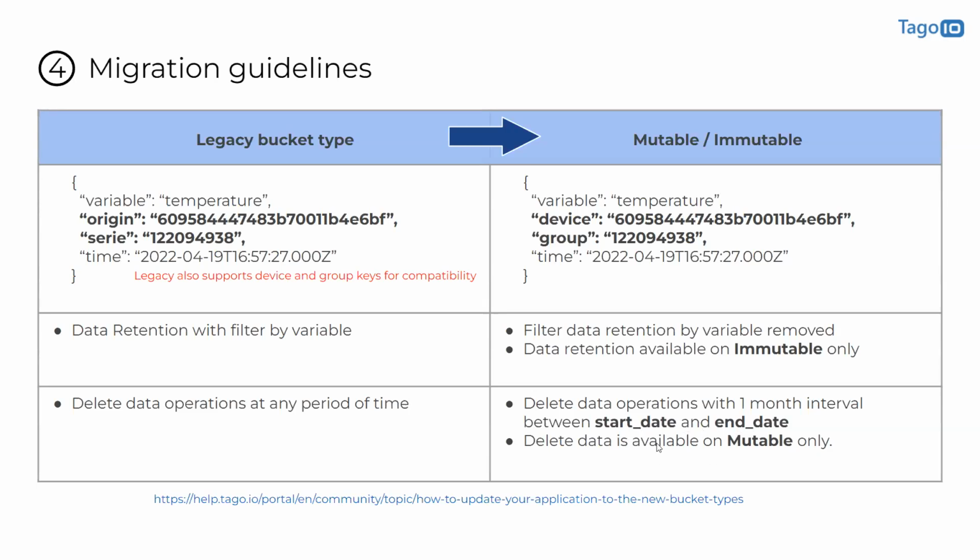And also deleting data through API analysis is only available for mutable. For immutable, you need to use the data retention. But we are working on a very cool feature that should come soon, where you can delete all the data for an immutable device in a day. So let's say I want to delete all the data for yesterday. This is something we are working to give you this possibility. So at least you have some way to erase the data on your device without needing to erase everything.